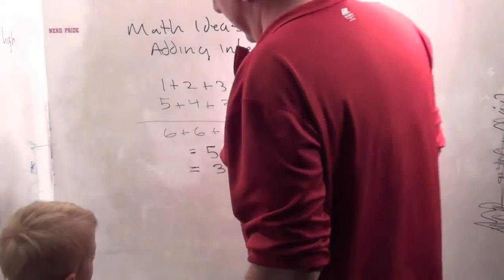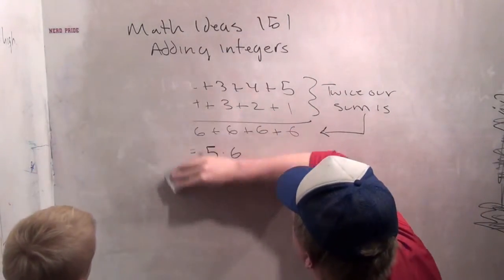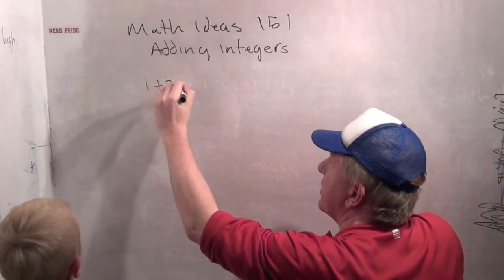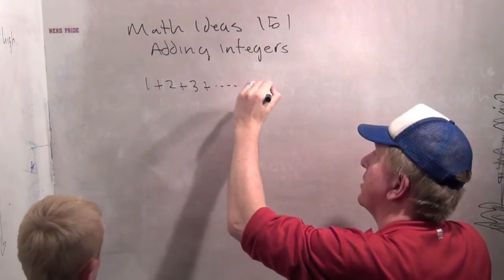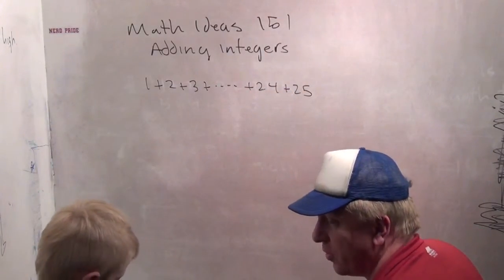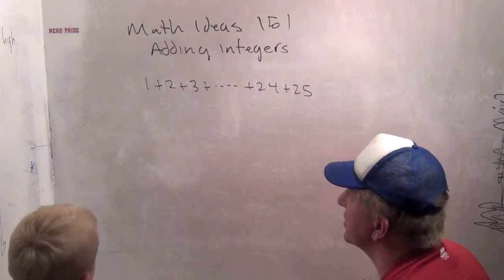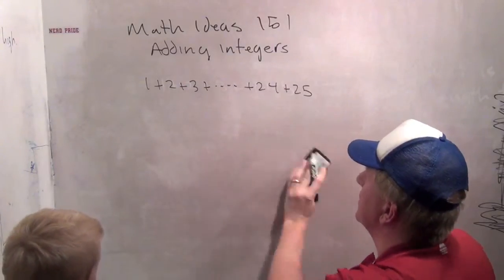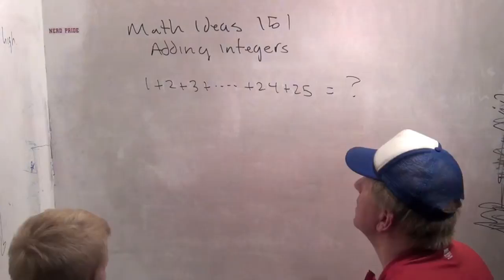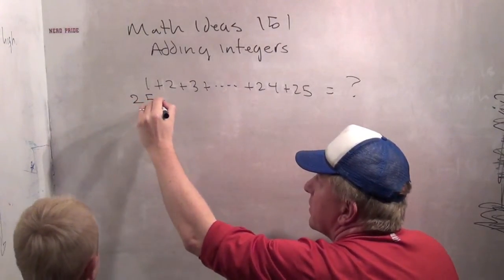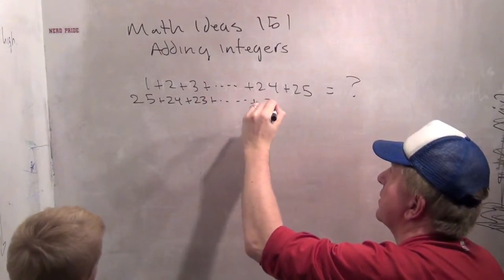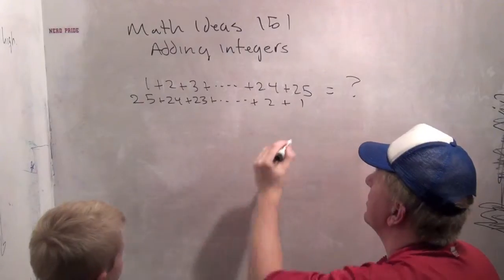But what if we wanted to add up 1 plus 2 plus 3 plus all the way up to 25? Whoa! Okay, you ready for this? We're just going to write it backwards. So this equals, we don't know, right? So 25 plus 24 plus 23 plus, all the way down to 2 plus 1. We write it backwards and then we add it.